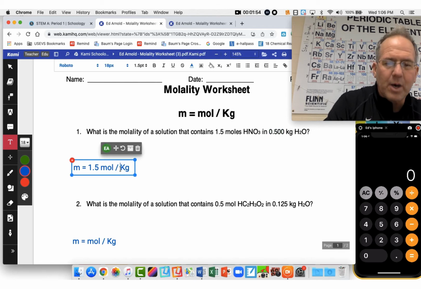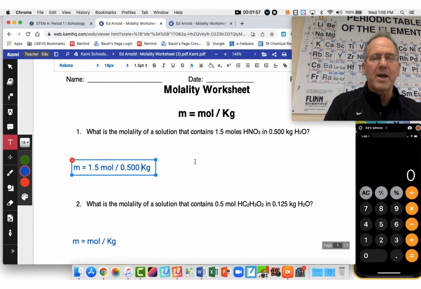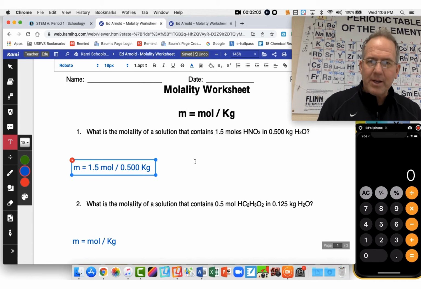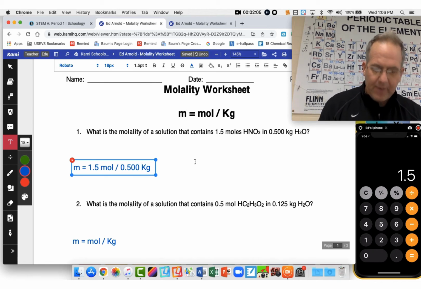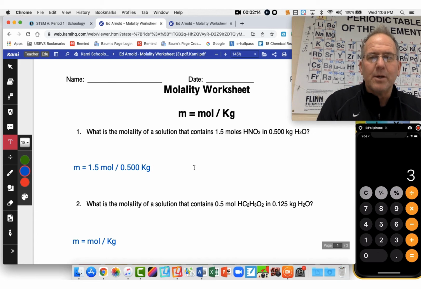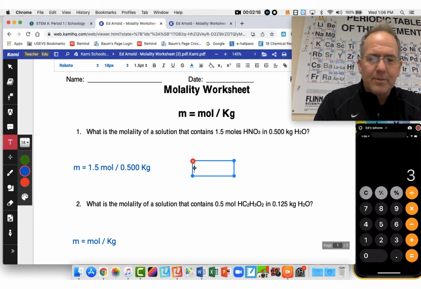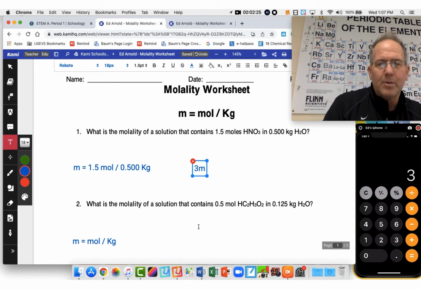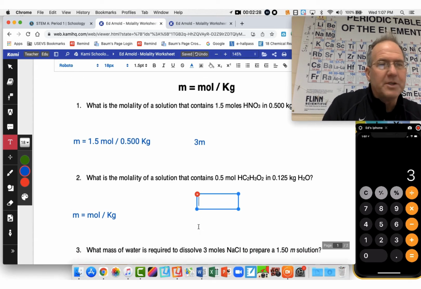And that's the kilograms of water. So that's pretty easy to do. You just have to match it up. This first one's set up real nice because the m is by itself already. So all we have to do is take 1.5 and divide that by 0.5. I got 3 as an answer. So the label is just 3 m, a little m. Make sure you use the little one, not the big one. The big one's molarity, this is molality. Okay, real simple. The next problem you do will be set up exactly the same way. That's what I'm leaving for you.